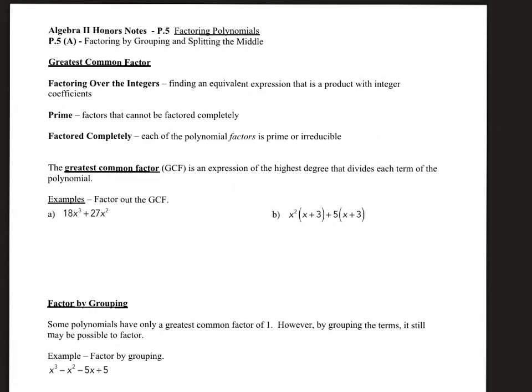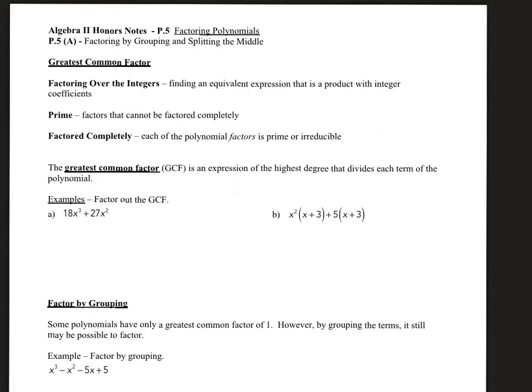What does it mean to be factored completely? That means each of the polynomial factors itself is prime or irreducible. Think of your factor tree. You've factored it completely when all of the base factors can't be factored any further. No common factors. Now, the greatest common factor is an expression of the highest degree that divides into each of the terms of the polynomial.